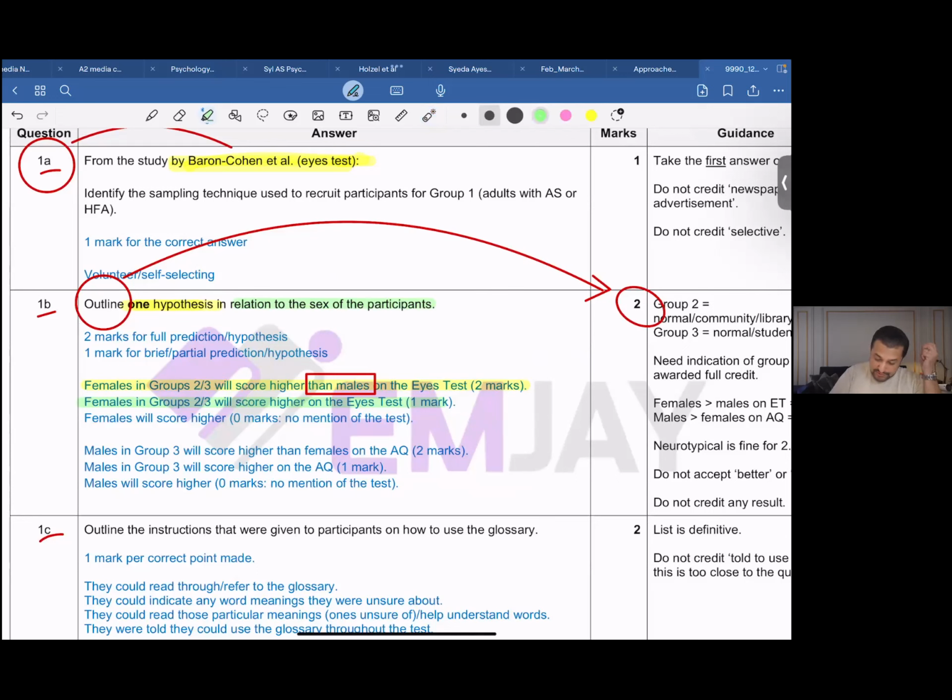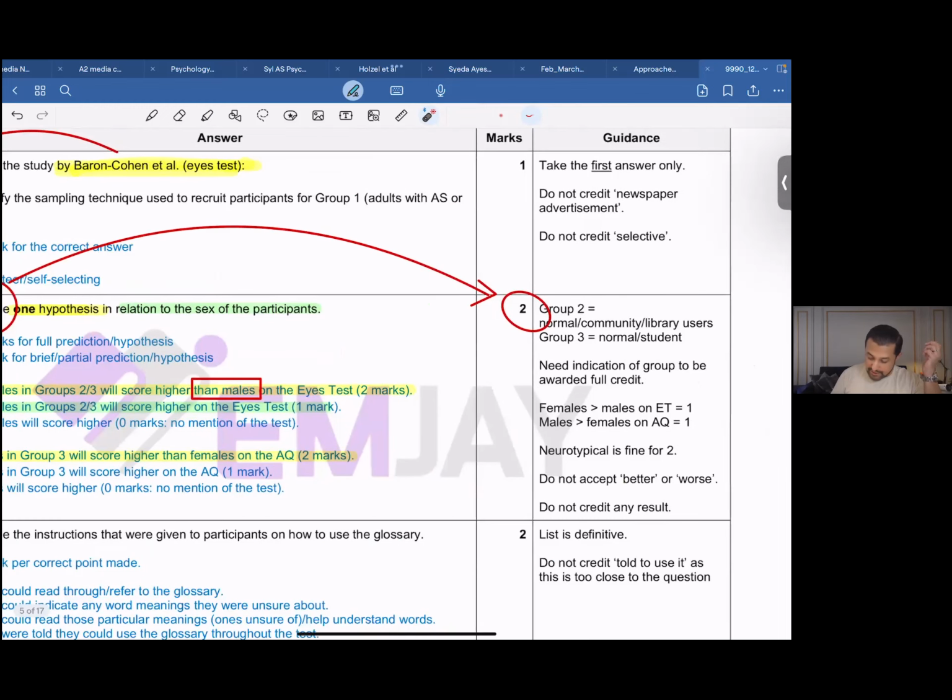Alternatively, if you could use this, it would work too. Males in group 3 will score higher than females on the AQ, right? Remember, over here we were speaking about ICE test, over here we're speaking about AQ, right? Again, the same formula being used. If you simply do not talk about what you're comparing it with, you'd end up getting a single mark, you'd lose a mark. The third, if you simply write down males will score higher, you get 0 marks.